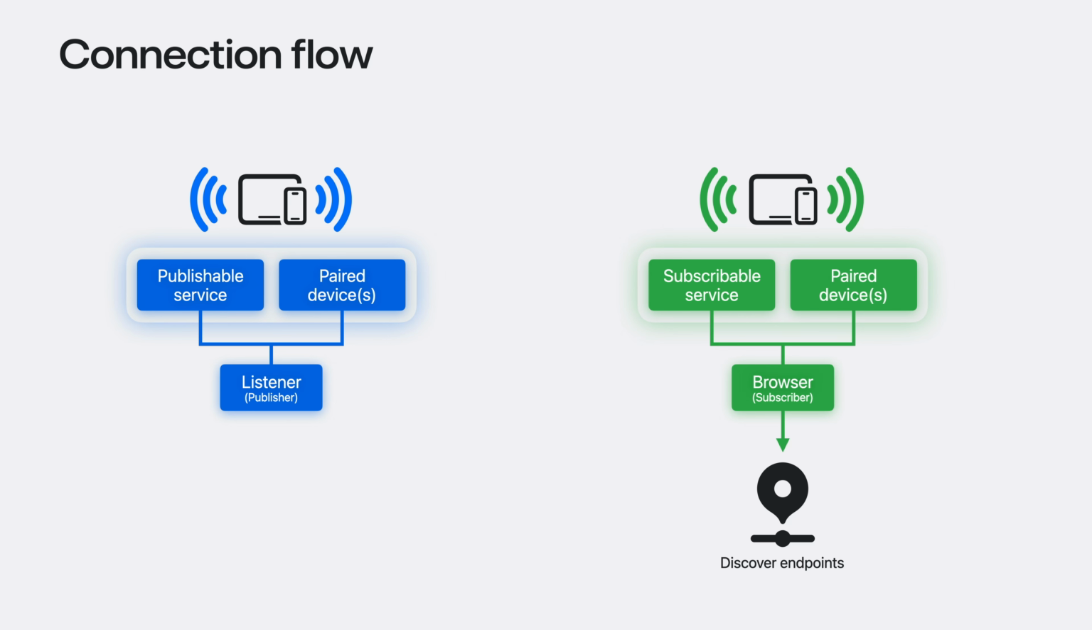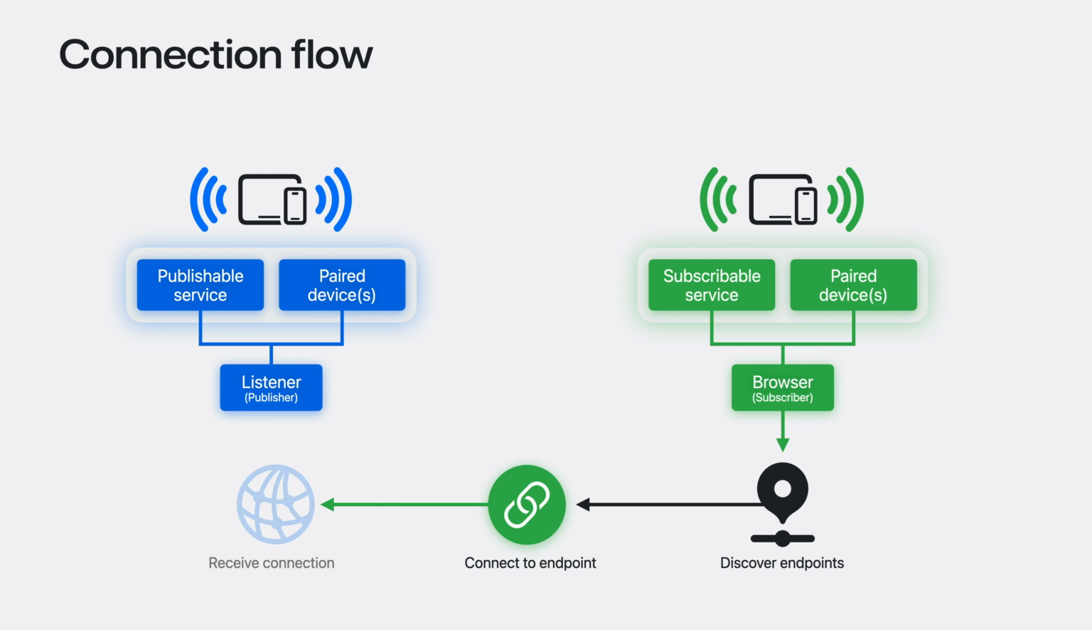To conserve power, listening and browsing should be limited to the duration necessary for your use case. Once the browser discovers the service and device combination you provided, it will vend connectable network endpoints to the app. Next, your application will review the endpoints and establish connections with one or more of them. The listener receives the connection request and forwards it to your app, completing the connection. At this point, data can be exchanged.